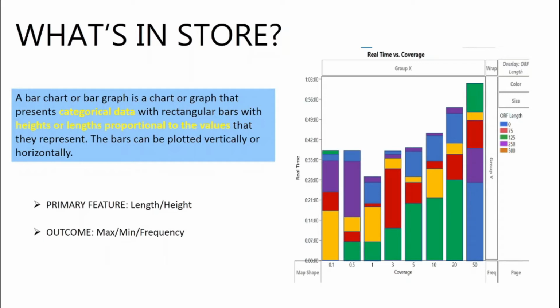Alongside is shown a very basic bar graph, and it has two main characteristics, the primary feature being its length or the height, and the outcome being maximum, minimum, or the frequency. Frequency can be looked at directly by checking the value which the bar corresponds to on the y-axis, and the maximum or the minimum is just based on observation.